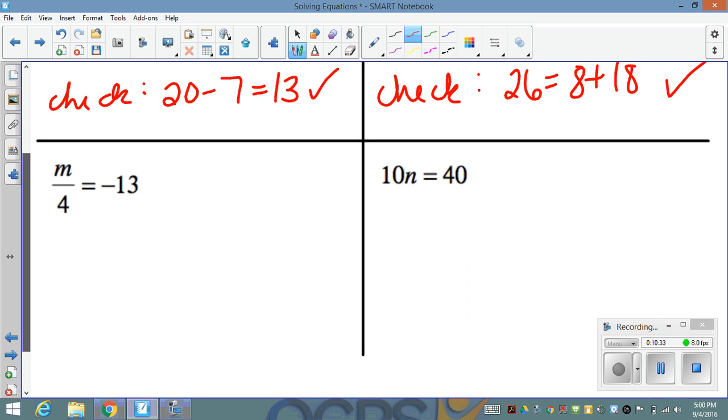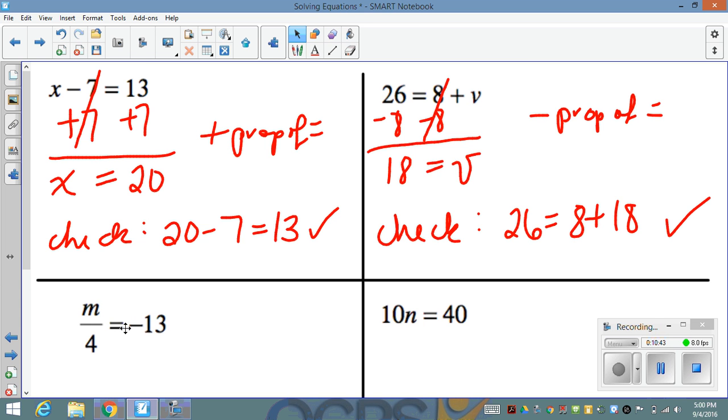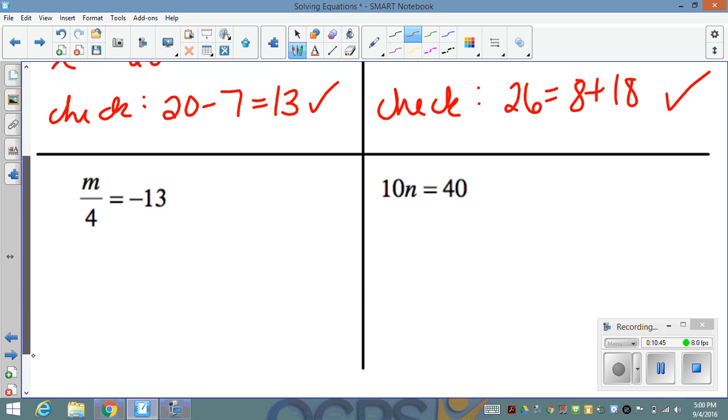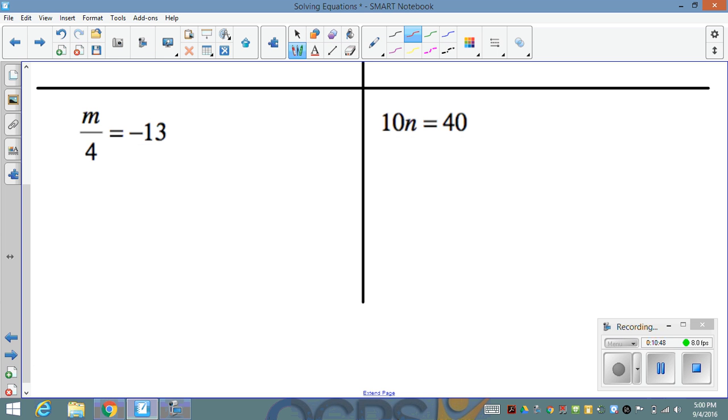So, m over 4 equals negative 13. I didn't actually say an operation there, but I know a fraction is a division problem. So since it's a division problem, to undo the division, I am going to multiply. So watch how I show this. I am going to multiply both sides by 4. Now on this side, what's happening? I'm multiplying by 4 over 1. So I get 4m over 4. The 4's cancel. 4 divided by 4 is 1m.